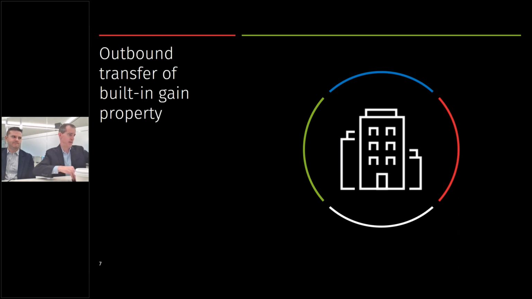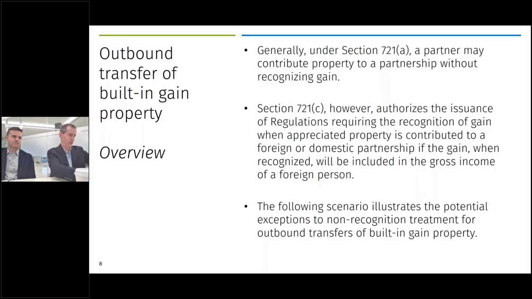And now I think so. We'll just start off with the first portion of the presentation, which is formations. So you can obviously form a partnership with cash, but oftentimes what investors do is they'll take built-in gain property and use that as the consideration in exchange for the ownership interest in the partnership.